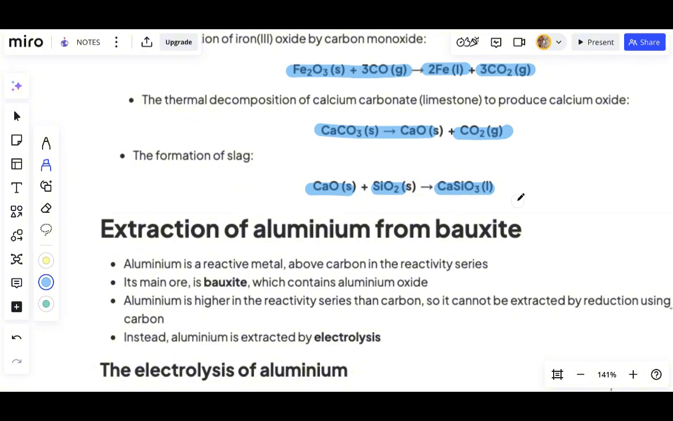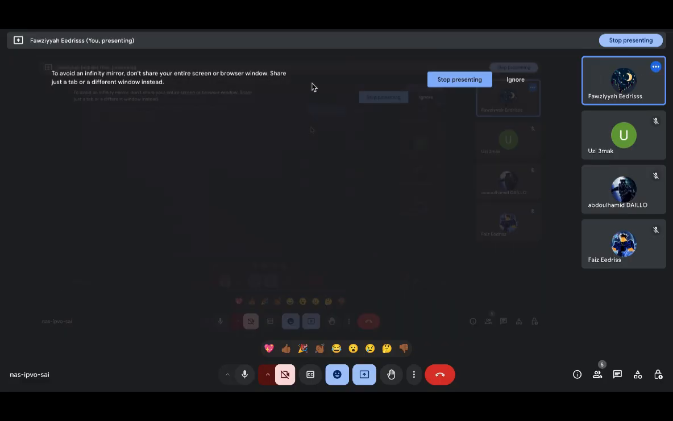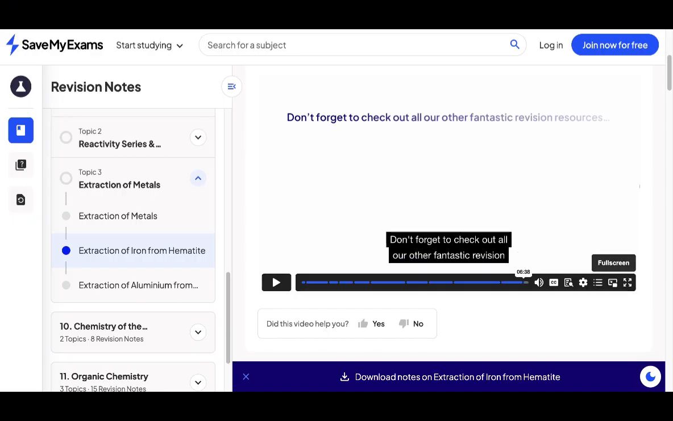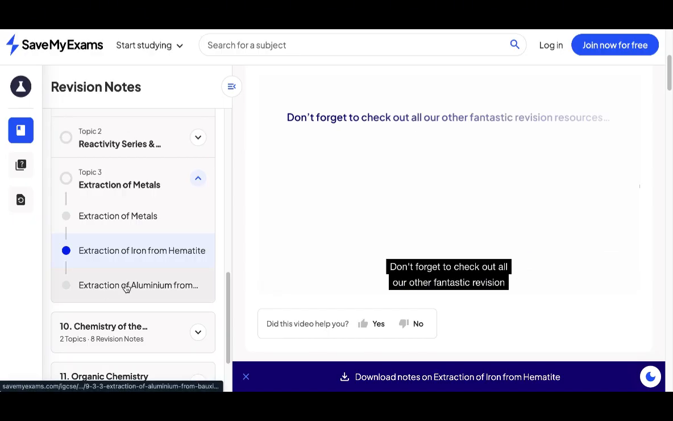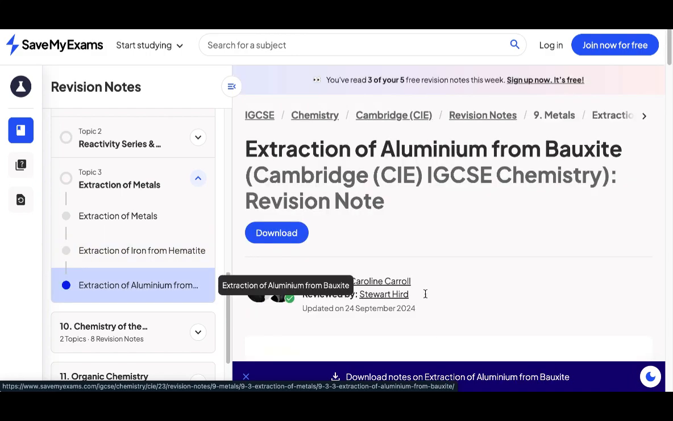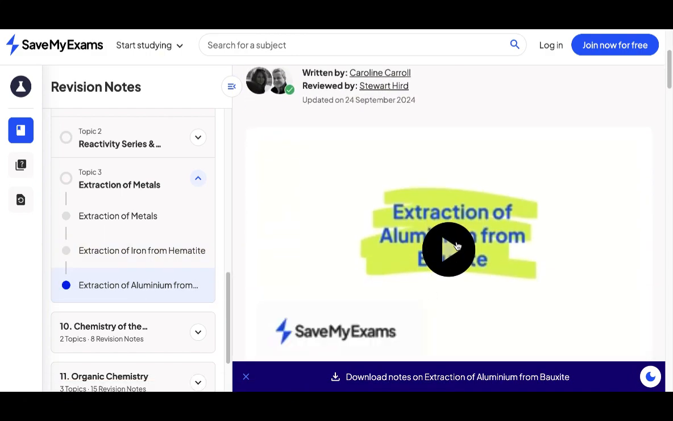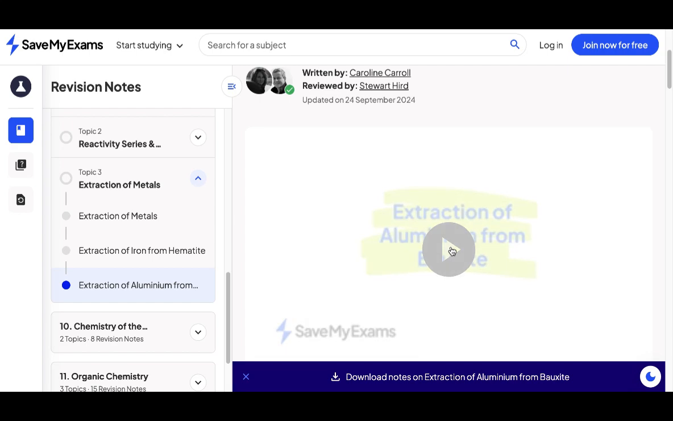Now we're done with the extraction of iron. Now we go to the extraction of aluminum from bauxite. Okay, so before we do this, let's take a look at the tutorial. The extraction of aluminum from bauxite. Okay, so without much ado, let's see what this has for us.